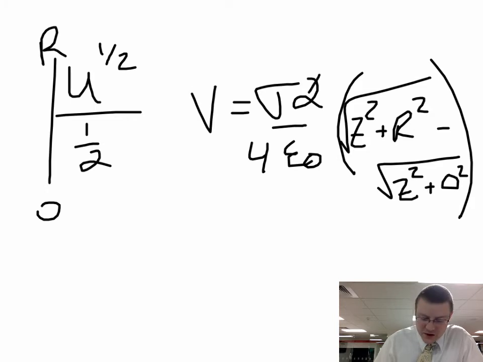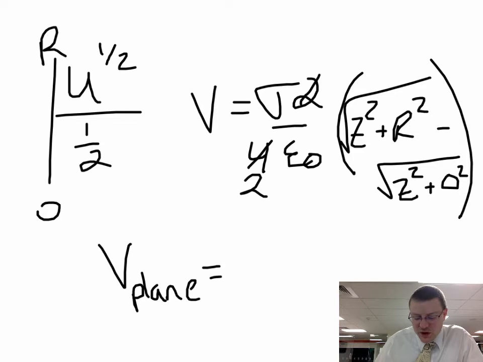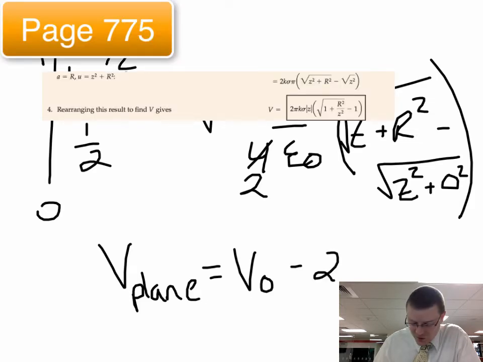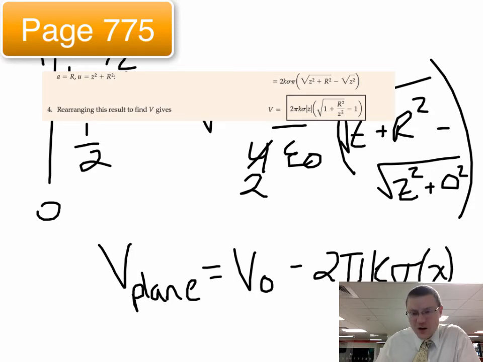I can simplify a little bit more and make that 2 and 4 disappear. And if you look, this is the voltage outside of the surface of the disk of charge. The way that they've written it in the book here is that if you're really close to the disk, you could see the disk as one flat plane. So you could have the voltage at the surface, and you can have that minus 2k pi sigma times the distance we are from the disk.